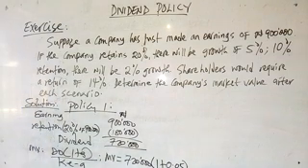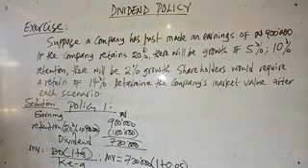So 720 multiplied by 1.05, we have it to be 756.